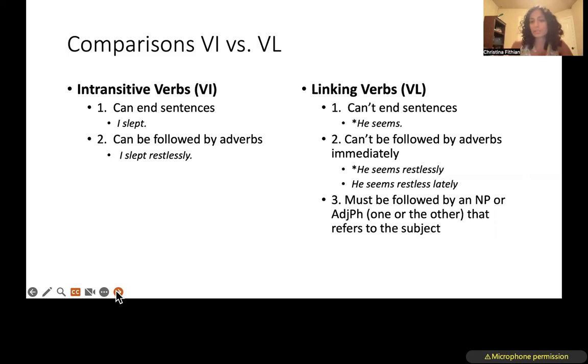Again, because linking verbs are kind of semantically vacuous, meaning they don't really have a lot of meaning on their own. They're just linking things together. However, I can say, he seems restless lately. Restless is an adjective here, again, a predicate adjective, which is what we would expect to find after a linking verb. And we can add an adverb after that, but we can't have them followed directly by an adverb.